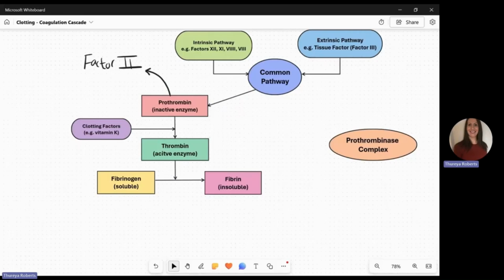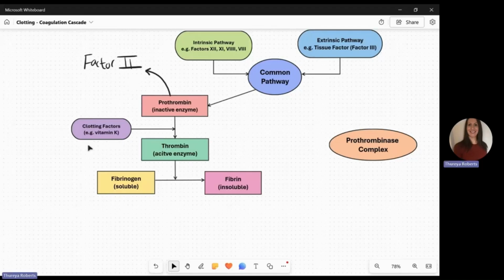This happens because the body needs to tightly control clotting. If prothrombin were active all the time, clots could form in places where they aren't needed in the body, which would be dangerous. By activating it only at the site of the injury, the body stops bleeding while ensuring the rest of the blood continues to flow normally.